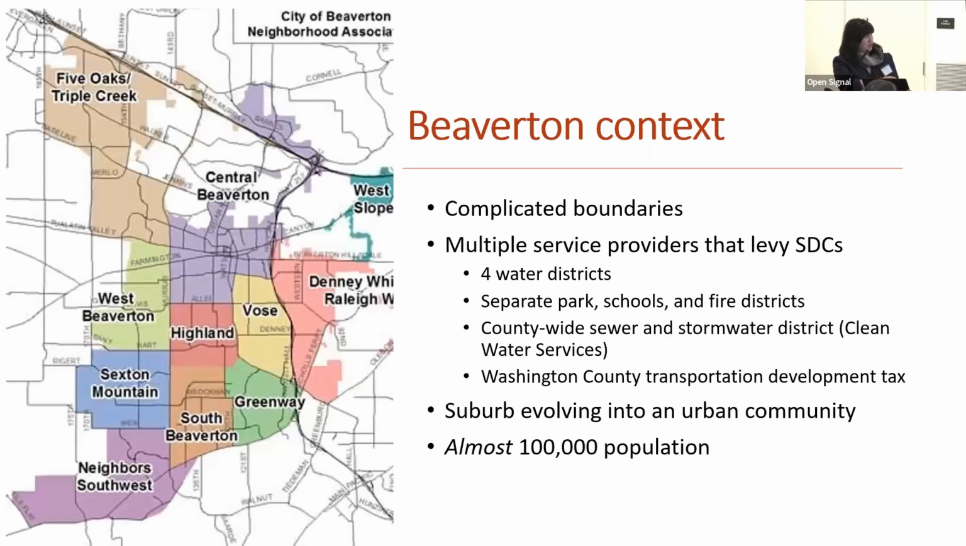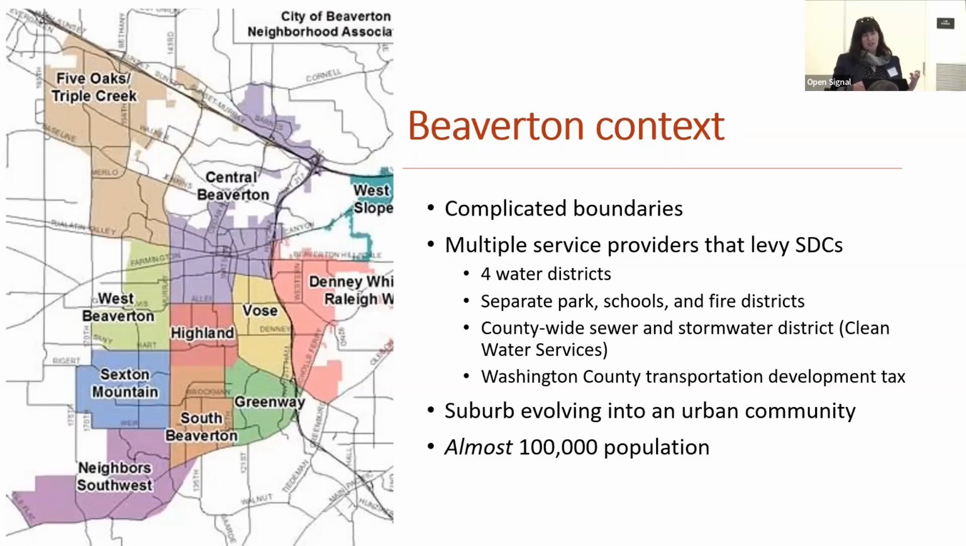Okay, so Beaverton context. This is a rudimentary map of Beaverton. The colors are different neighborhood organizations. You may notice the boundaries are a little complicated. Beaverton is in Washington County. We're bounded by Portland on the east. We've got Tigard to the south. We've got Hillsboro to the west, but we've also got a lot of unincorporated urbanized Washington County around Beaverton, which is part of why we've got this crazy boundary.